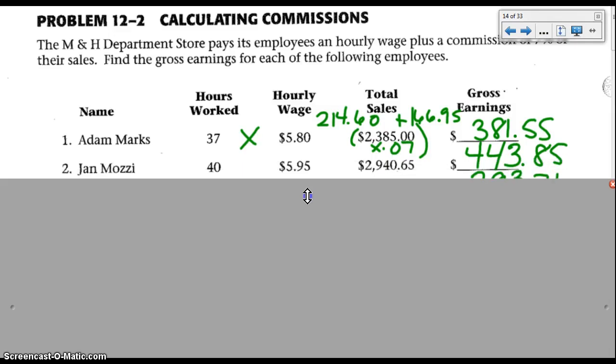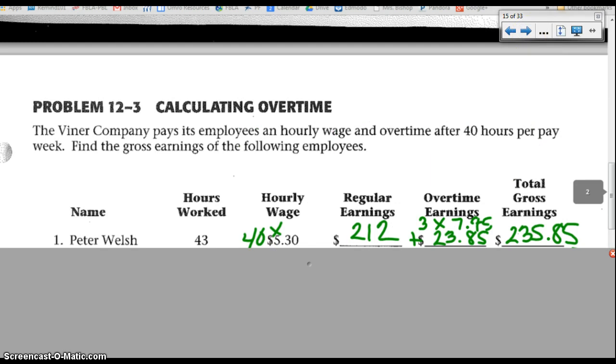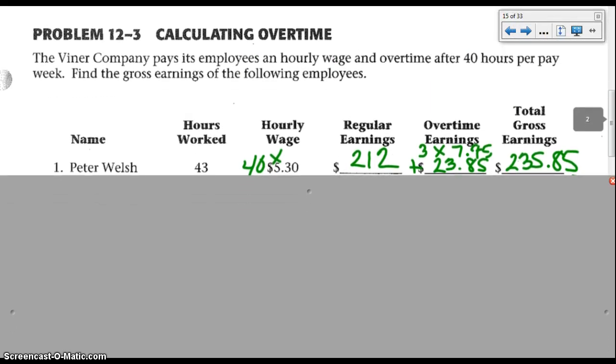Alright, for Jan, you should have gotten $443.85, and for Pat it was $293.71. Then the last one we're going to do together, I believe, is calculating overtime. Here the Veneer Company pays its employees an hourly wage and overtime after 40 hours per pay week. Find the gross earnings of the following employees.